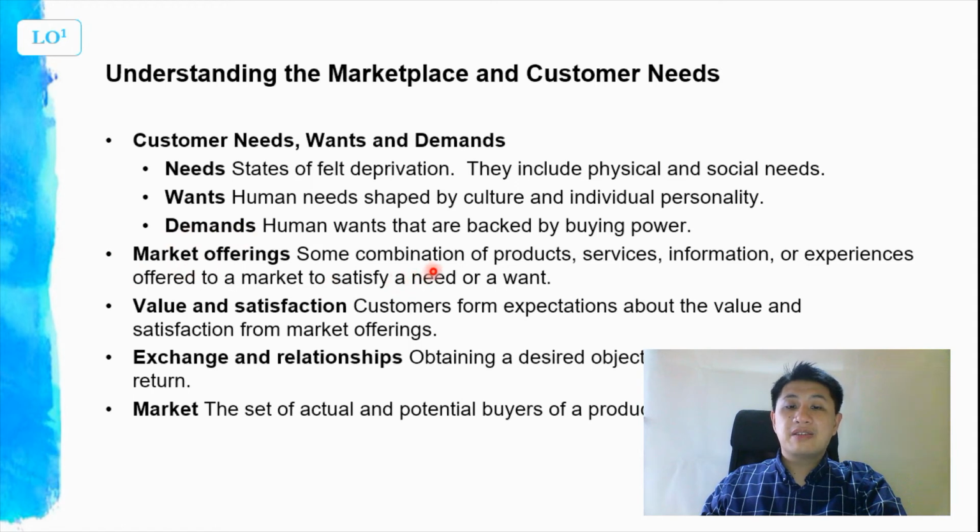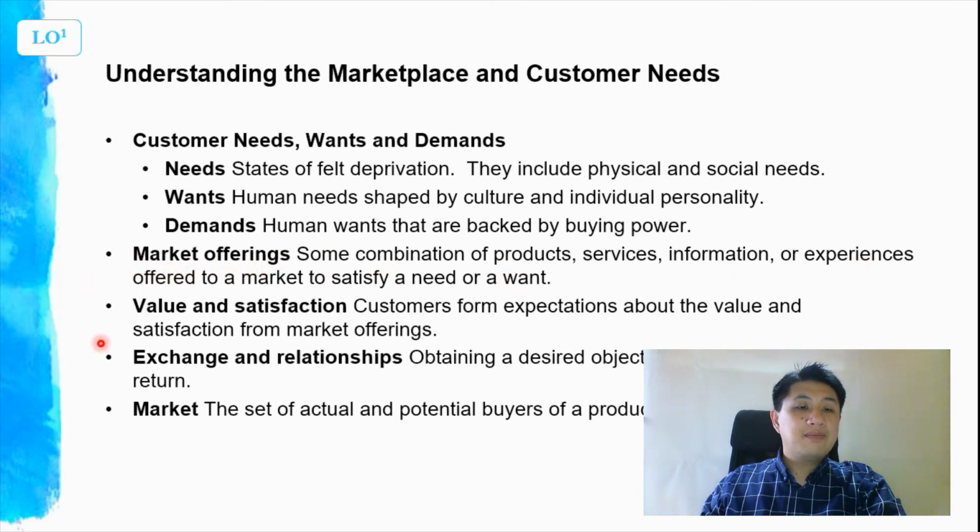Next, we have what we know as market offerings. This is a combination of products, services, info, or experiences offered to the market to satisfy a need or a want. When we say market offering, we are looking at not just products. We're looking at services, the info that we can provide to our customers, and the experiences, be it going to a theme park or traveling experiences. All will form what we know as a market offering.